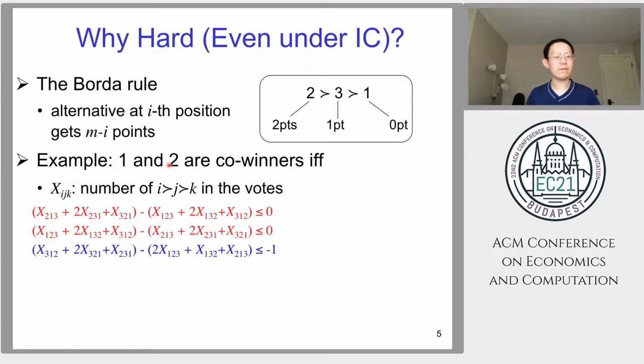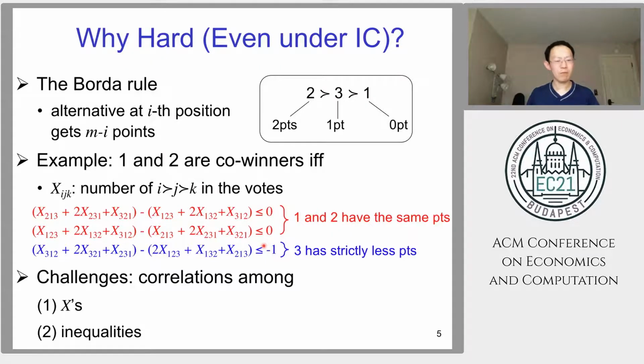We're going to use the random variable x_ijk to denote the number of i preferred to j preferred to k votes in a preference profile, which is randomly generated given the probabilistic model. The two red inequalities say that the total points of 1 and 2 are exactly the same in the preference profile. The first says that the score of alternative 1 is not less than the score of alternative 2, and the second says vice versa. The third inequality just says the total points of alternative 3 is strictly less.